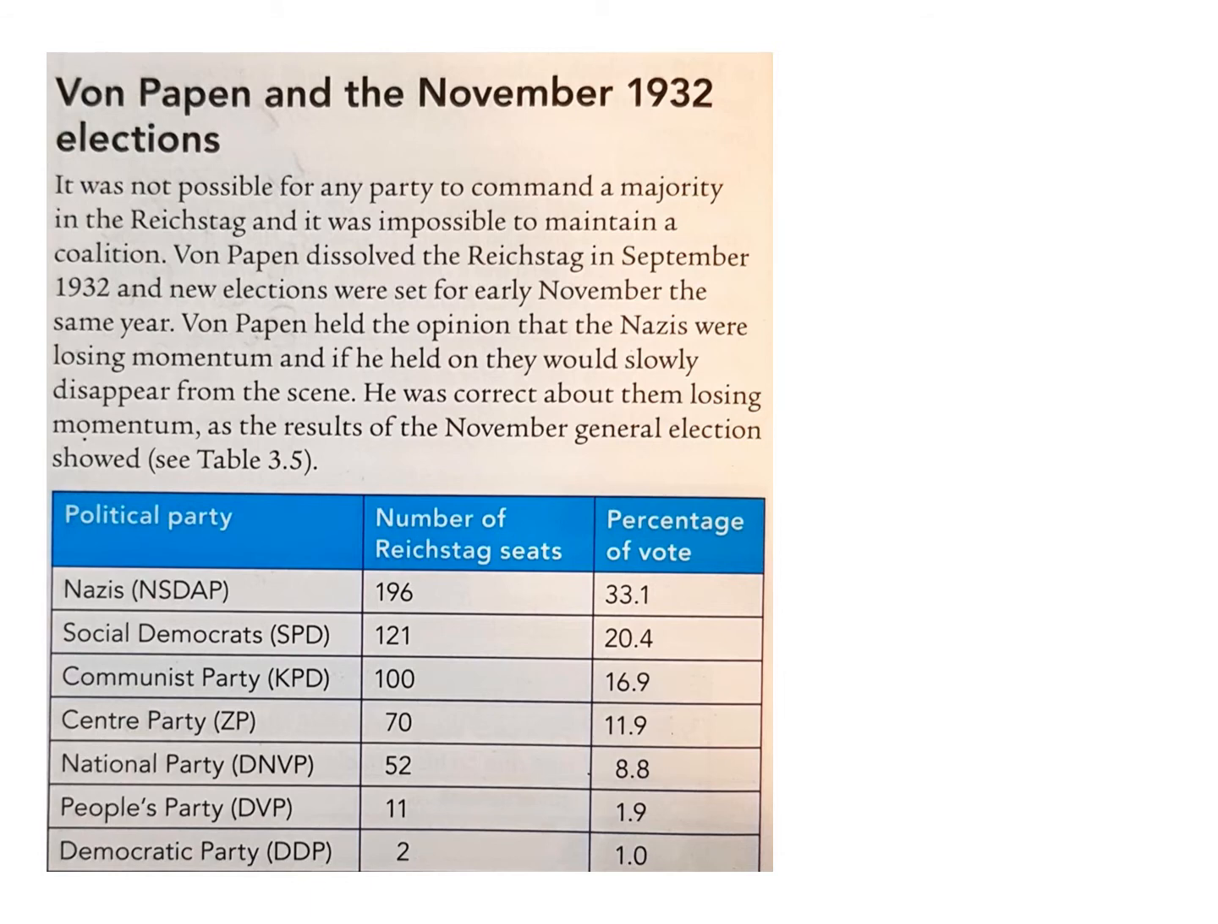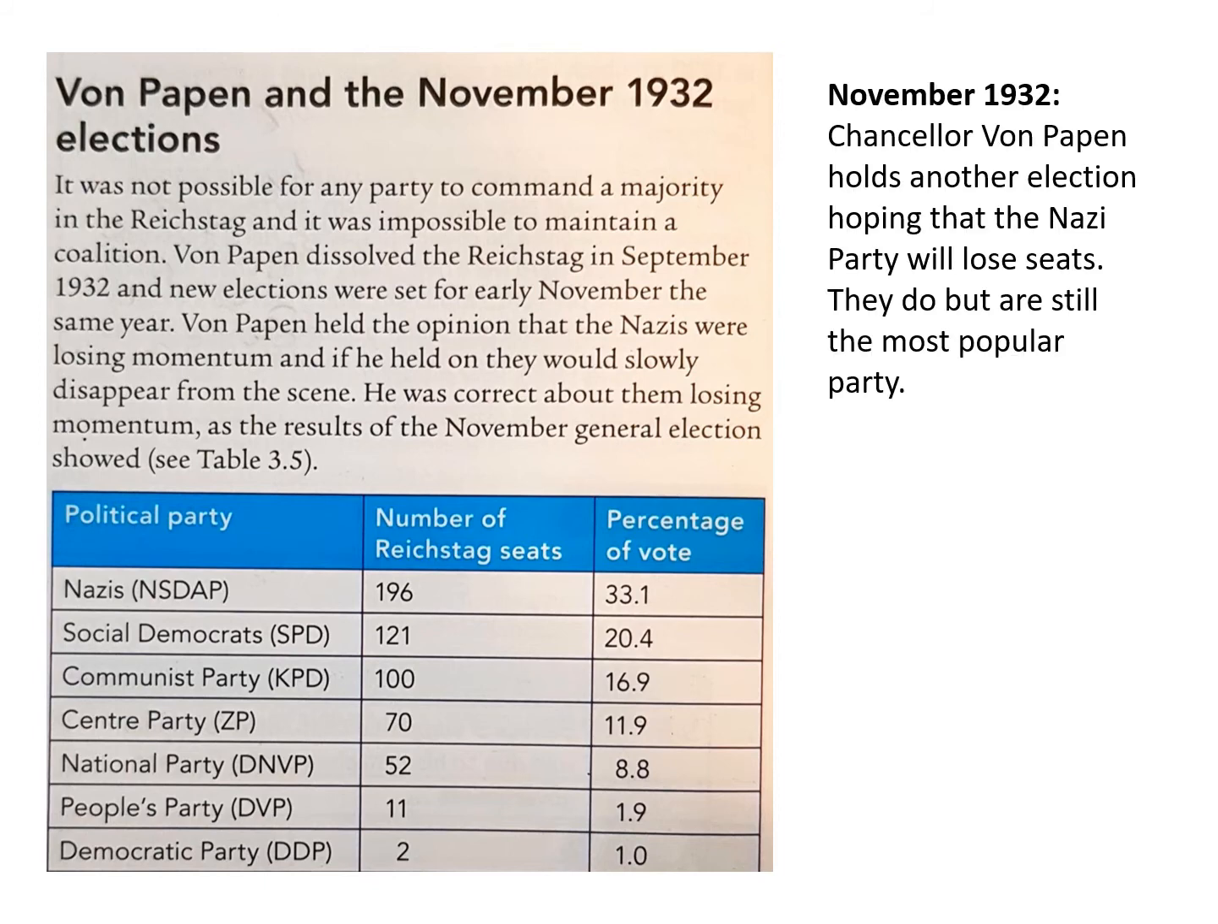Von Papen had the opinion that if he waited a few months, the Nazis would start to lose momentum, they would lose support, and therefore they would get less votes. And if he held on, they would slowly disappear from the scene. He was correct about them losing momentum, as the results of the November elections show. So if you look at that table there, so July, they had like 230 votes. November, they've got 196. So they have lost some, but they are still the most popular party in the Reichstag. But they obviously haven't got the majority anymore.